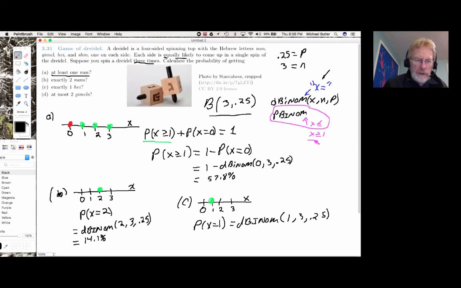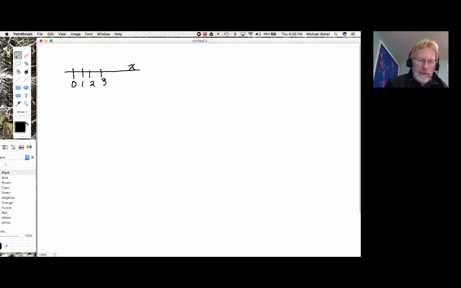So let's take a look here. So what do we want? We want at most 2 gimels. So at most 2 gimels means what? Well, it means 0, 1, or 2, right? Because you can get any of those and that counts. So that says it's 0, 1, or 2. So if we write that down, that's the probability of x being less than or equal to 2.